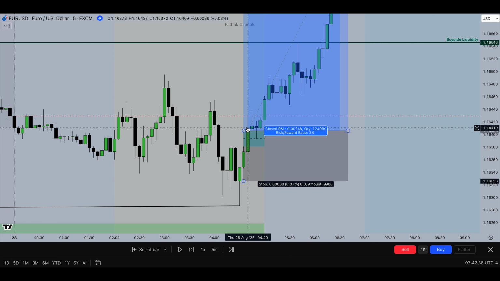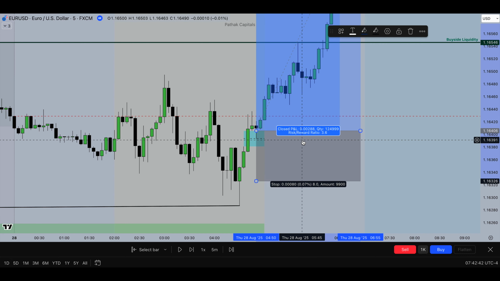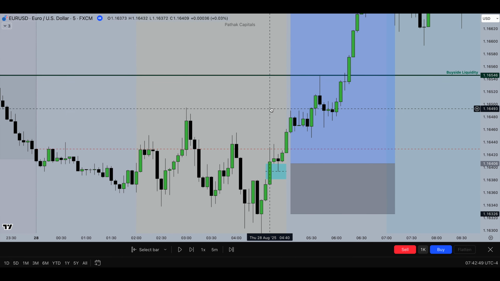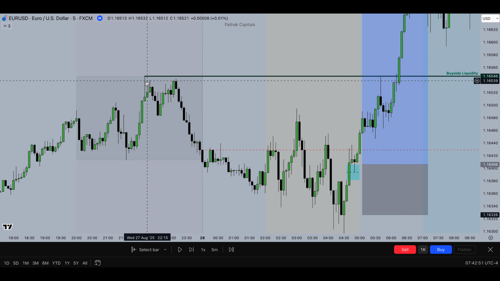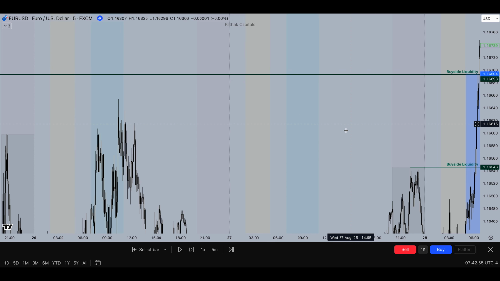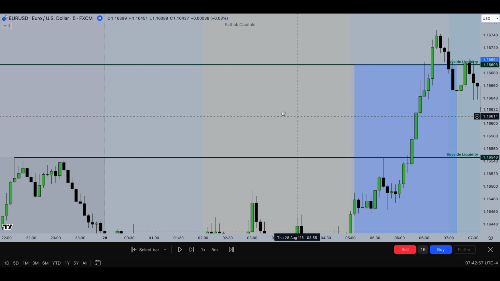Right there, we dipped into this M5 fair value gap. I'm going to put this aside for a second. That was the fair value gap, the BISI, from which I took the long and targeted this low hanging objective of Asian relative equal highs, and eventually there's buy side liquidity of the pending SIBI.